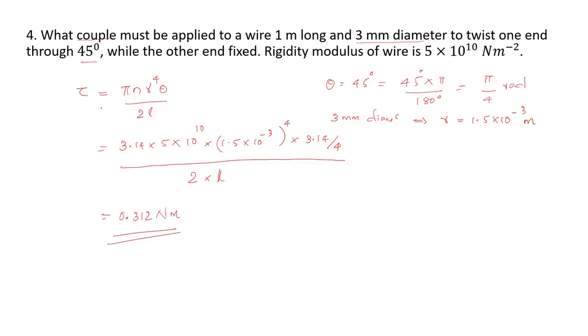We know that the torsional couple is the same as the external couple that must be applied. So when a question asks you to find the external couple that must be applied to twist a wire through certain degrees, what you are actually asked to find is the torsional couple, because both have to be the same. The external couple has to be the same as the resistance which is developing inside. So the external couple that must be applied is equal to the torsional couple which is being developed inside. So we can just calculate the torsional couple and find the external couple.